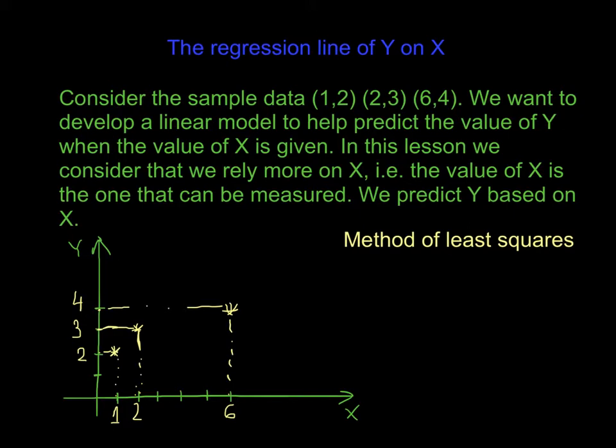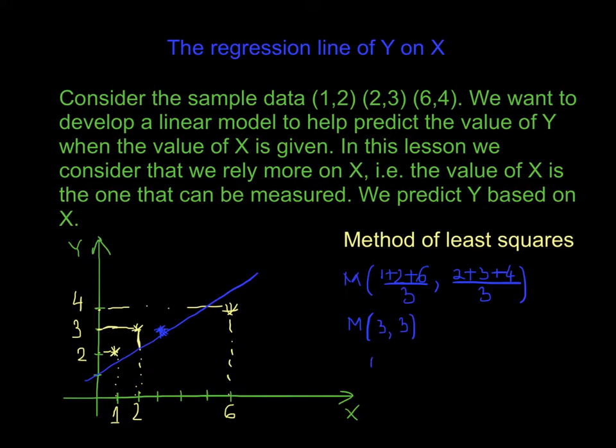Such a line will always pass through the mean point of the data, and the mean point of my data is the x mean and the y mean value. So my line will pass through the point M of coordinates 3, 3. And 3, 3 is a point here. So let's assume the line looks in this way, going through this point.